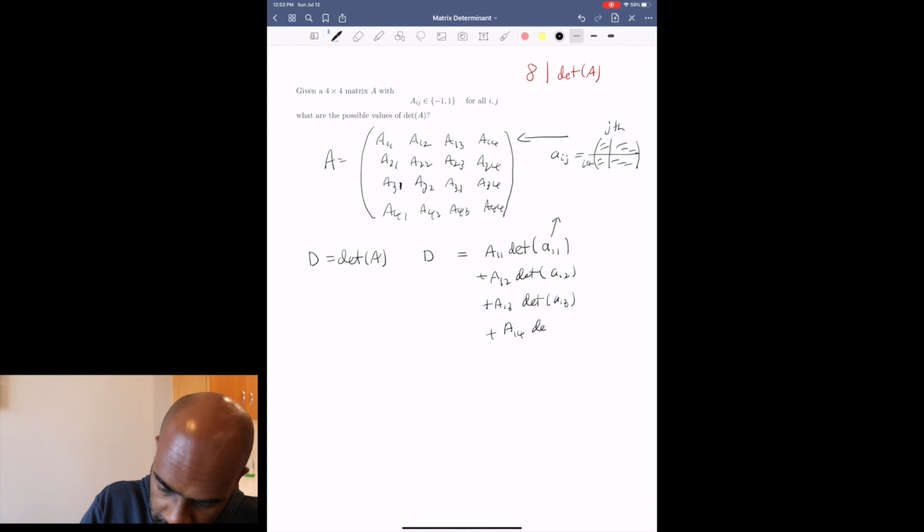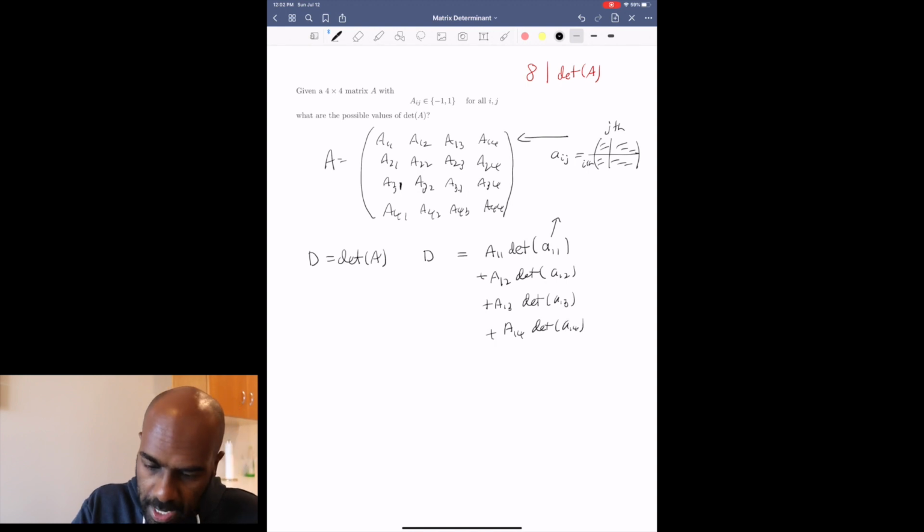and a14 times little a14. Okay, so if we're trying to bound the size of D, its absolute value is going to be less than or equal to the absolute value of the sum of all of these, which is going to be less than or equal to the absolute values of all of these things added up, by the triangle inequality.